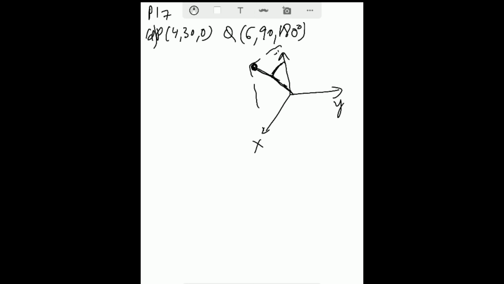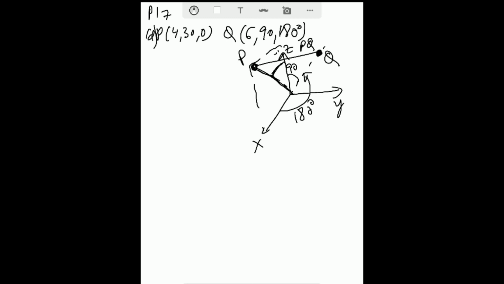And the next point is 6, 90, 180. It will be on this plane, but on this side, so around here. It's 90 degrees from the z-axis and 180 from the x-axis. So this point will be here somewhere. So this is my P and this is my Q, and I need to find the distance between the two. This is my PQ.